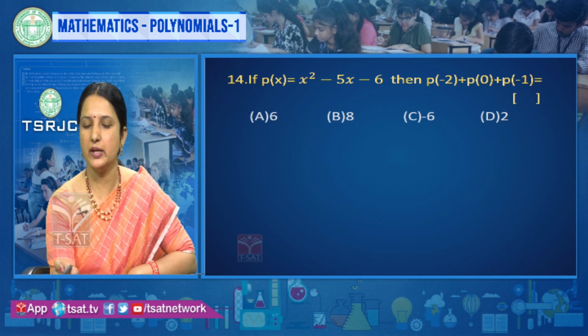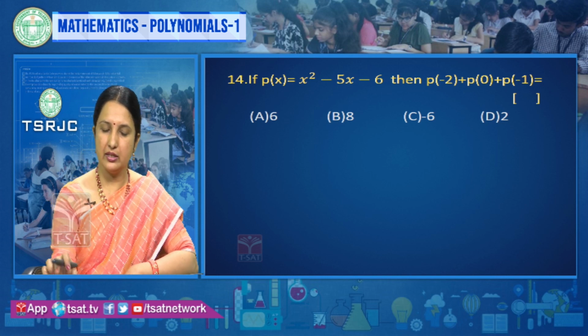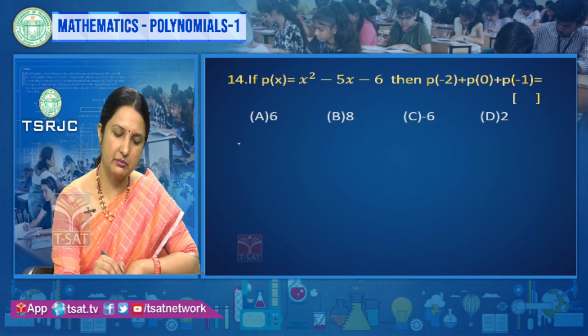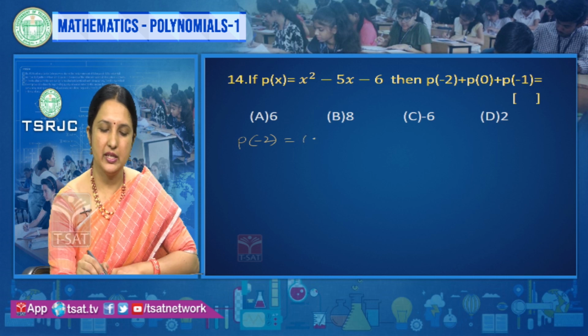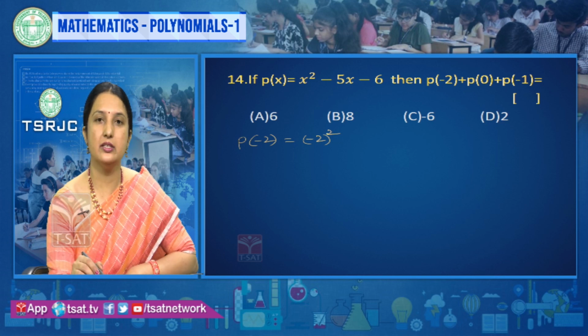Next, if P of x equals x square minus 5x minus 6, then P of minus 2 plus P of 0 plus P of minus 1 equals how much? If you do it in a line, that is also correct, but if you do it separately, it will be easy. Substitute minus 2 in the place of x first: minus 2 whole square minus 5 into minus 2 minus 6.